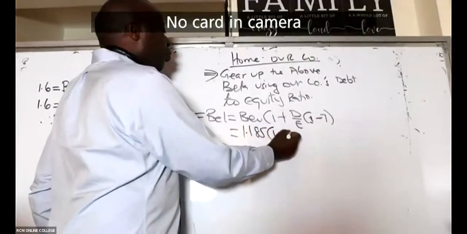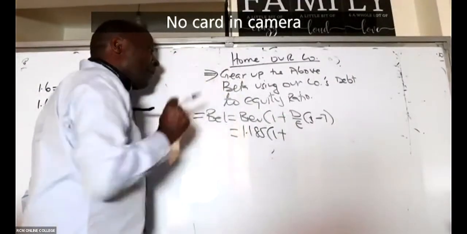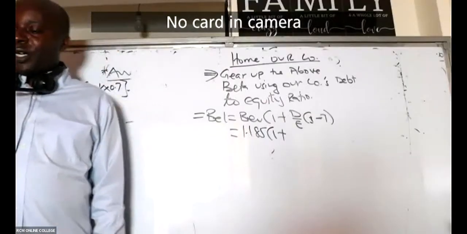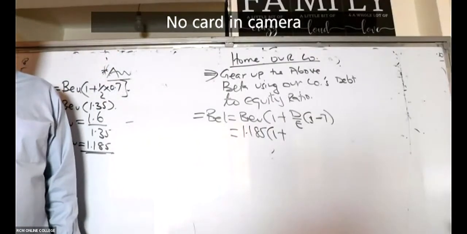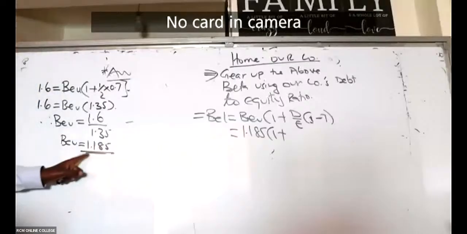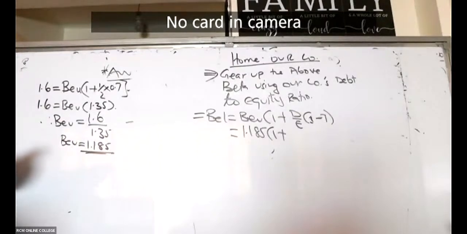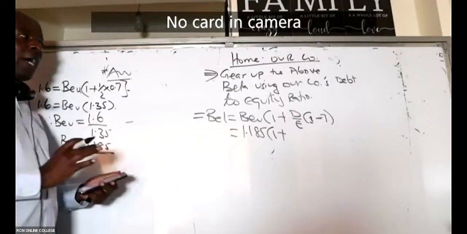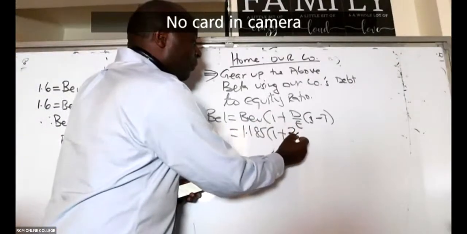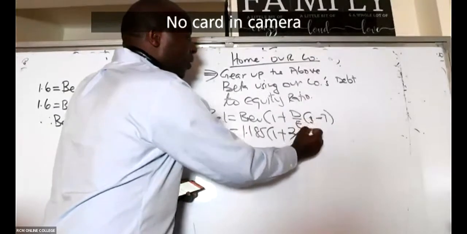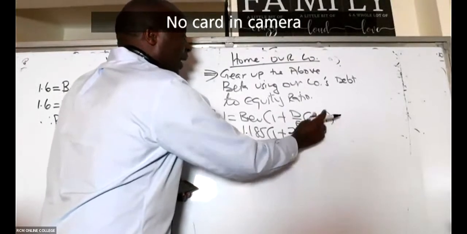So we have here 1.185 into 1 plus. Do we have our company's debt to equity value? Our company is EE Limited. Debt to equity ratio by market value is 2:5. So it is 2/5 times 1 minus t. Already we have this as 0.7.